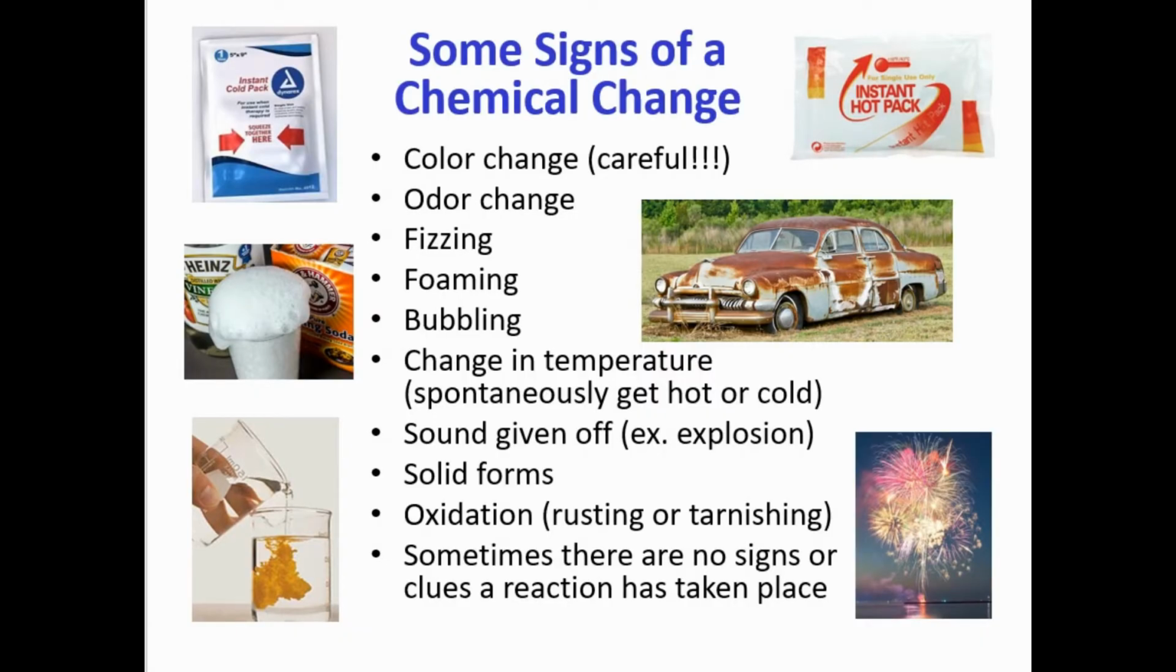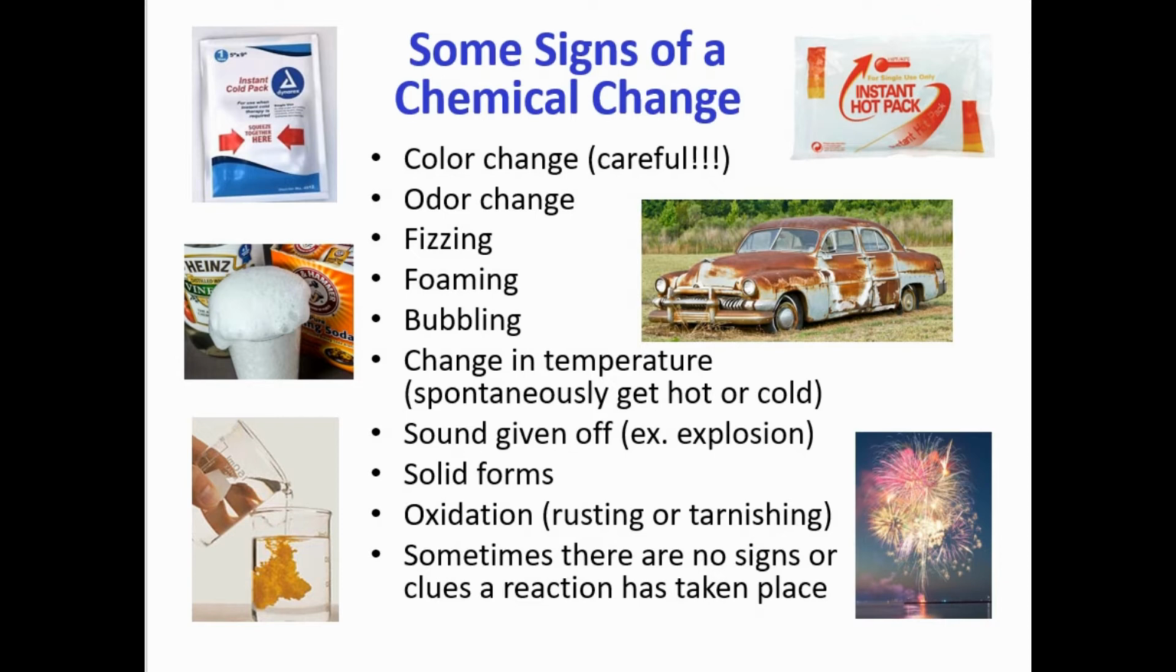Sometimes you have solids form. Look at the bottom left corner. We're mixing two clear liquids, and when they mix, some dark golden yellow solid is forming. If we see oxidation, that's a good sign that there's a chemical reaction.